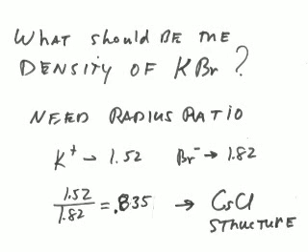Well, first off, we're going to have to figure out what kind of crystal structure we'd expect potassium bromide to have. And for that we need to use our basic radius ratio. It's a 1-to-1 compound. So we need to look up the size of the ions.